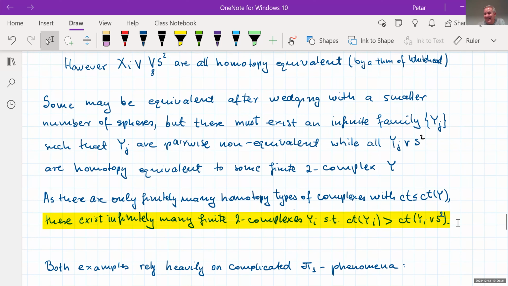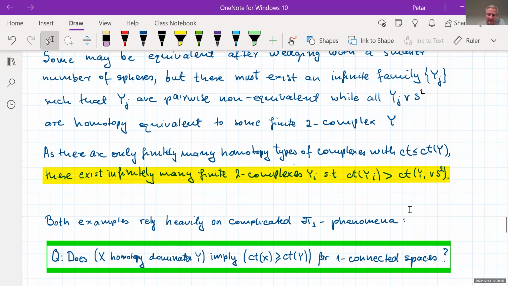Okay, so now this is very strange, right? As you see, both families of examples that I gave you are heavily related to some complicated phenomena related to the fundamental group. And I tried, but I was not able to find any example which is simply connected. So here's my next problem.